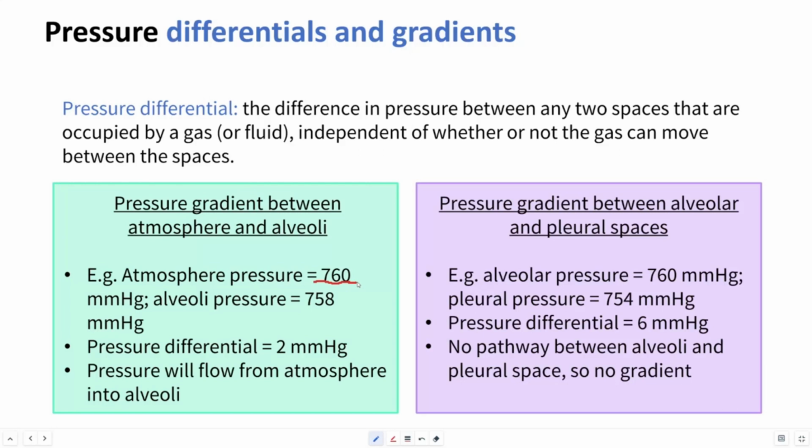The pressure within the pleural cavity, which is the space between the visceral and the parietal pleura, is also known as the intrapleural pressure. It's generally about 4 millimeters of mercury lower than intrapulmonary pressure.